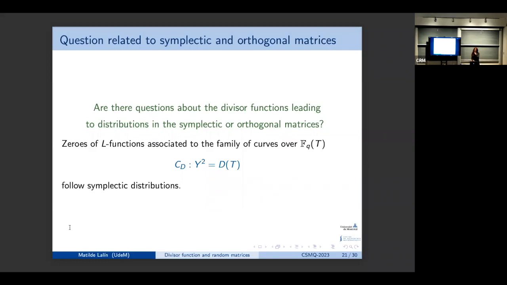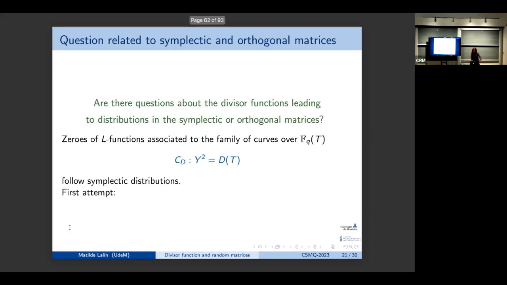It is known that one can get symplectic distribution by taking, for example, L functions associated to quadratic extensions. Say we start with a curve with two variables involved, y squared equals d of t, so t and y are my variables. This will be associated to some quadratic extension of F_q(t), namely F_q(t) adjoined the square root of d. There will be an L function associated to this, and as you change d, there will be a family of L functions. And now Katz and Sarnak proved that this is associated to symplectic distributions.